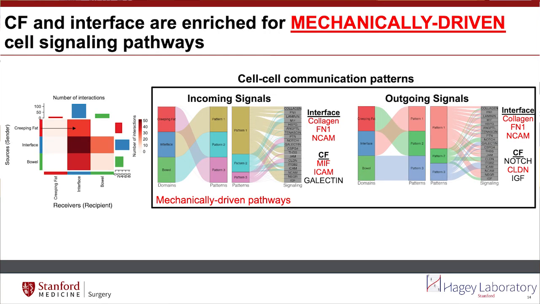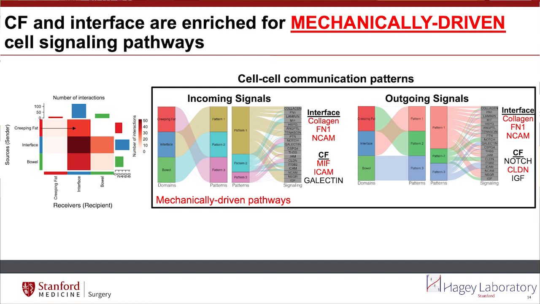So next, we performed CellChat, as I mentioned before. And very interestingly, we see a number of interactions occurring between creeping fat as well as the interface, as you can appreciate on the left, as well as a very enriched number of interactions that are occurring within the interface itself. And then finally, what we were able to do was extract some of those pathways. And what we found was that a lot of them are mechanically driven, including collagens, fibronectin, as mentioned previously. And so this suggests that we have some mechanosensation pathways that are being activated, in particular at the creeping fat bowel wall interface.